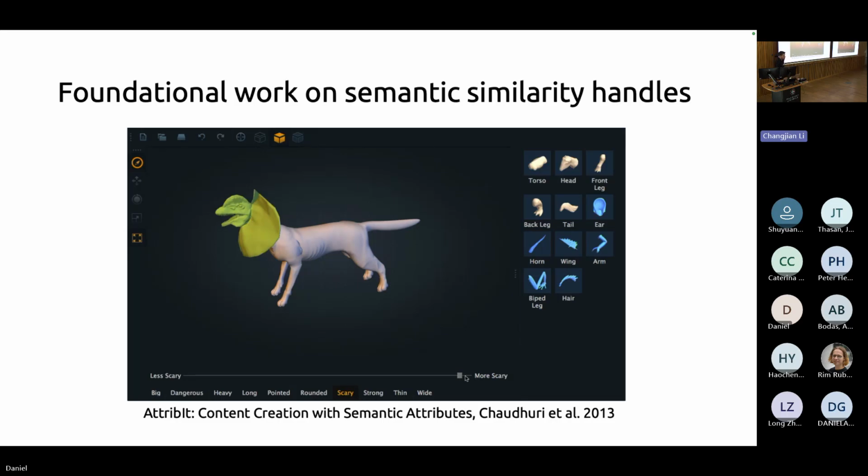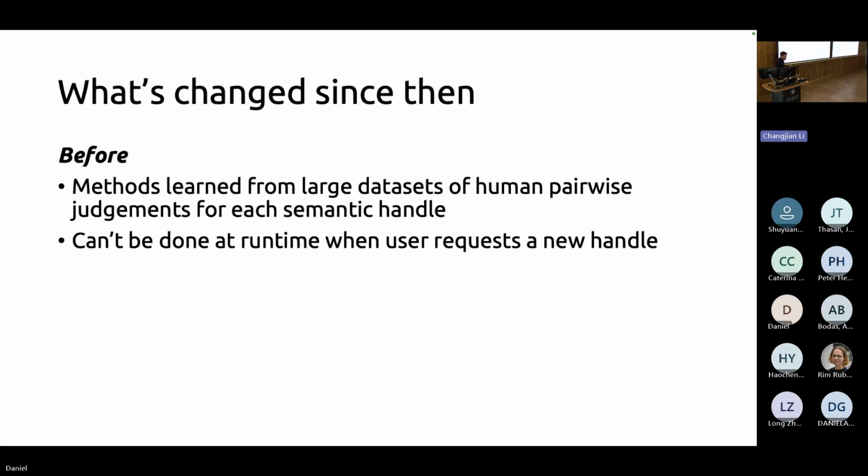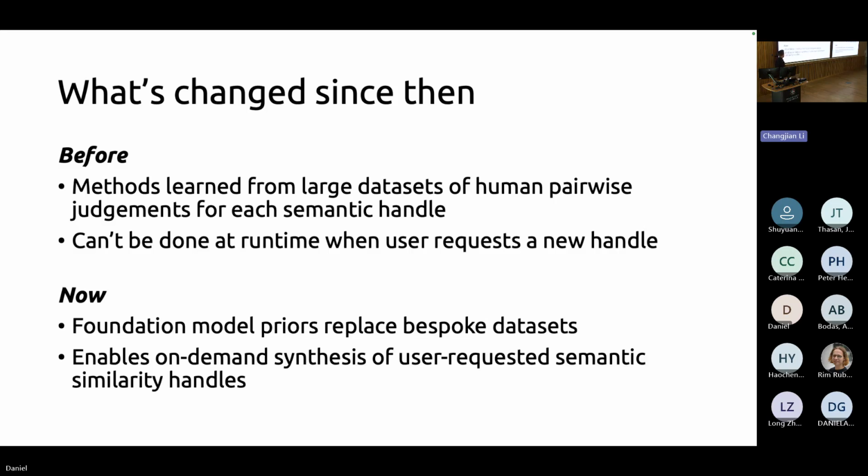Okay, so what's changed in the intervening decades since that work was done? Well, at the time, as that video just mentioned, the way these methods worked is that they learned from large data sets of human pairwise comparisons of these different semantic attributes. And that's not something you can do at runtime if your user comes along and says, hey, this is the semantic axis that matters to me. Nowadays, we can replace some of these bespoke data sets that were gathered with large foundation model priors. And in principle, this enables on-demand synthesis of exactly the semantic similarity handles that a particular user cares about.